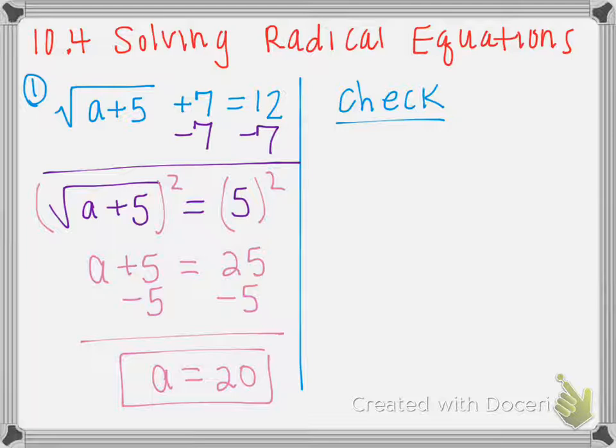So as we always solve equations, we should check our answers to make sure it makes sense in the original problem. So make sure when you're doing the problems for homework that you're solving, showing the work, and showing a full check. So the first part of the check is to write the original problem down. Square root of a plus 5 plus 7 equals 12. We're going to substitute our a for the answer that we found, which was 20.